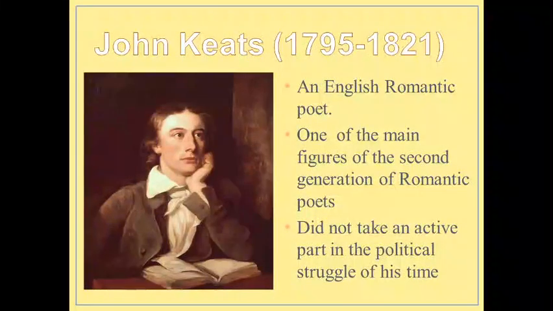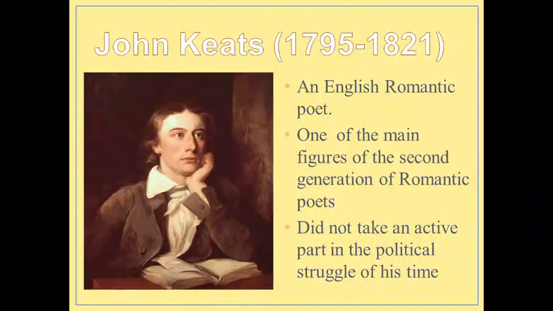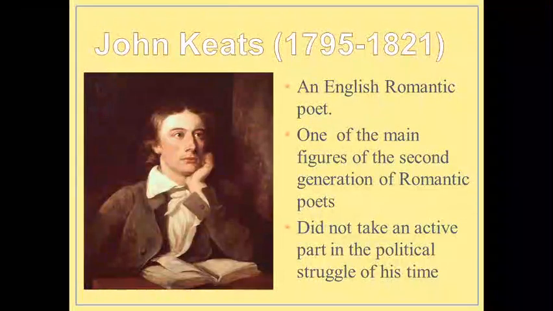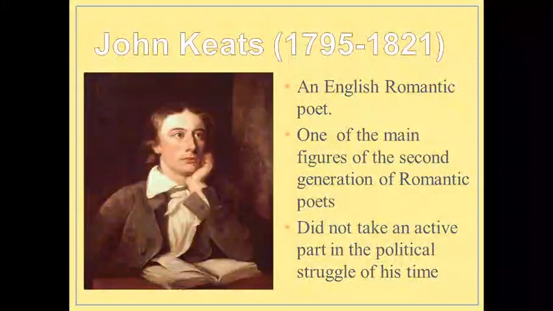So John Keats was an English romantic poet, and he was one of the main figures of the second generation of romantic poets, along with Lord Byron and Percy Bysshe Shelley. Despite his works having been in publication for only 4 years before his death from tuberculosis at the age of 25, and although he did not take an active part in the political struggle of his time, the general meaning of his poetry allows him to be placed among the progressive romantic poets.